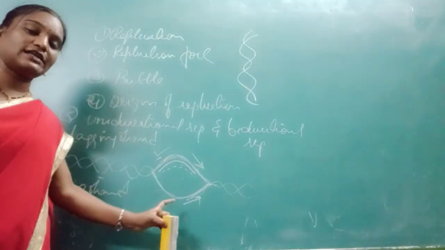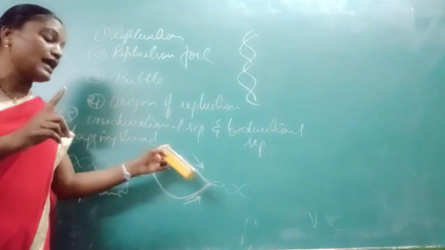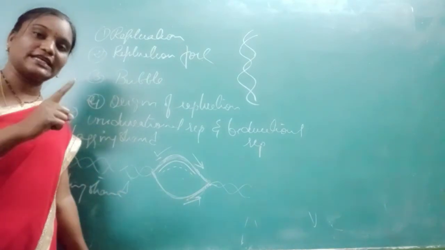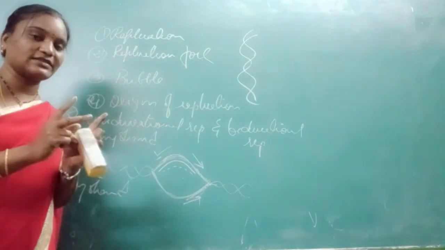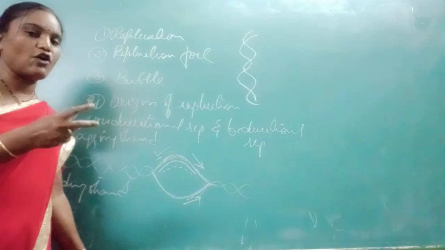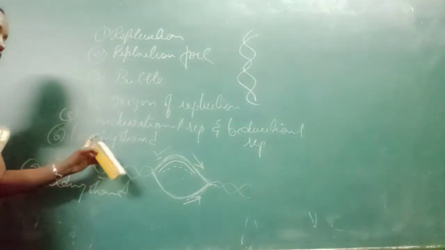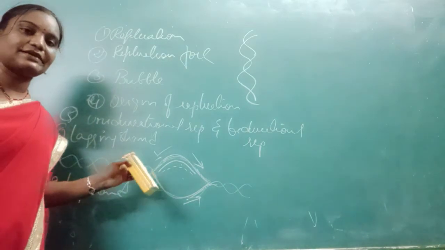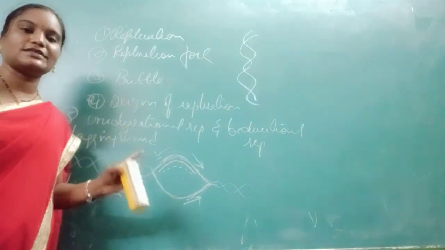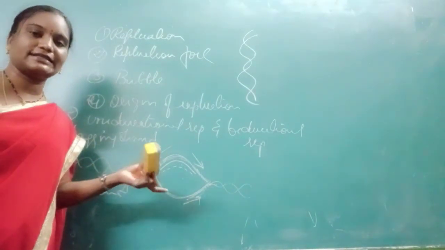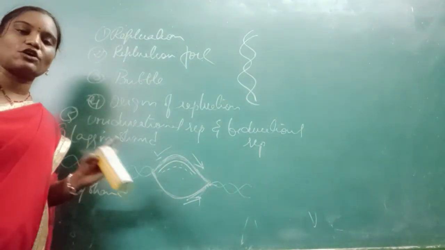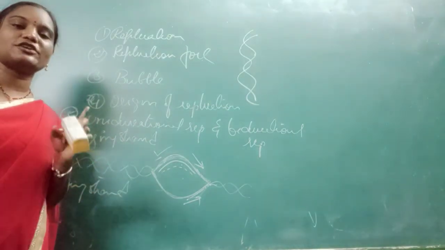One more thing: in unidirectional replication only one replication fork is formed, and in bidirectional replication two replication forks are formed. In unidirectional replication one leading strand and one lagging strand are formed, that is a set of DNA strands, and in bidirectional replication two lagging strands and two leading strands are formed on the two sides, isn't it? Next, what do you mean by lagging strand? The lagging strand is a discontinuous strand, and its fragments are Okazaki fragments, which are joined by the DNA ligase enzyme. The leading strand is a continuous strand without any gaps. It is a continuous, perfect strand.